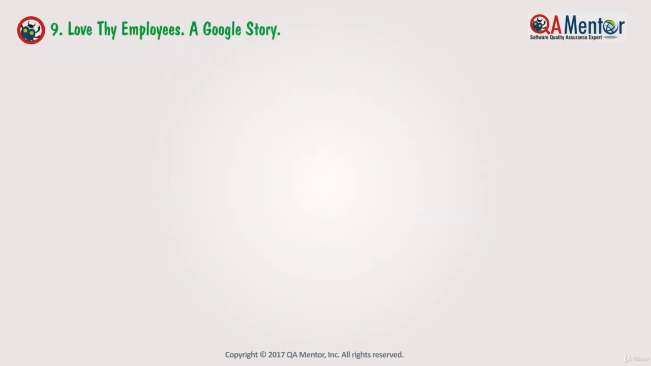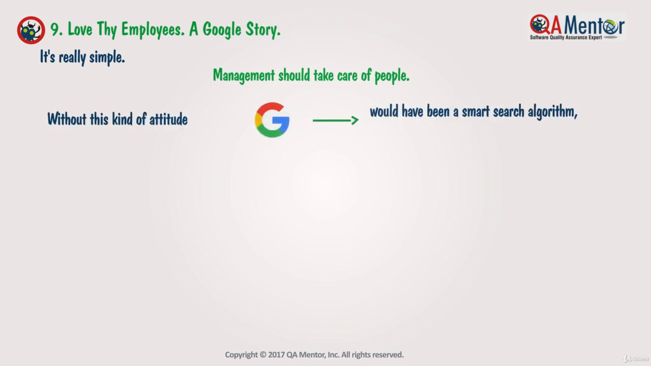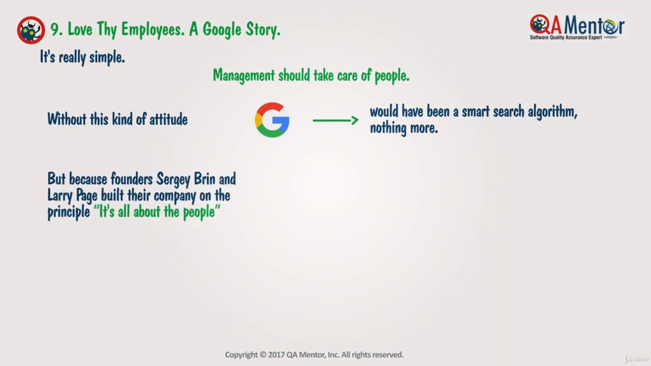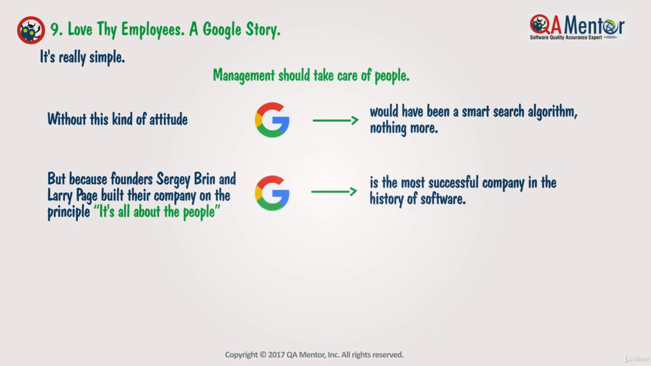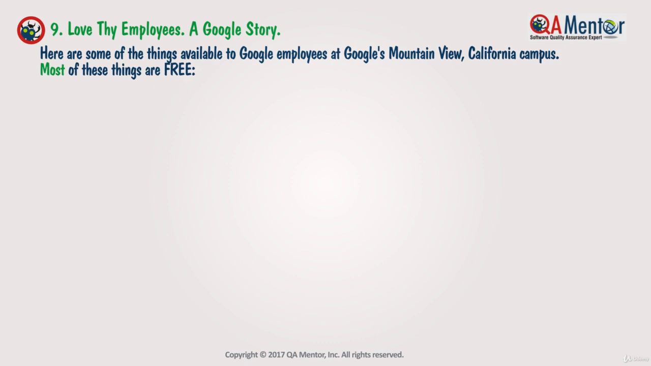9. Love thy employees, a Google story. It's really simple. Management should take care of people. Without this kind of attitude, Google would have been a smart search algorithm, nothing more. But because founders Sergey Brin and Larry Page built their company on the principle it's all about the people, Google is the most successful company in the history of software. Here are some of the things available to Google employees at Google's Mountain View, California campus. Most of these things are free.